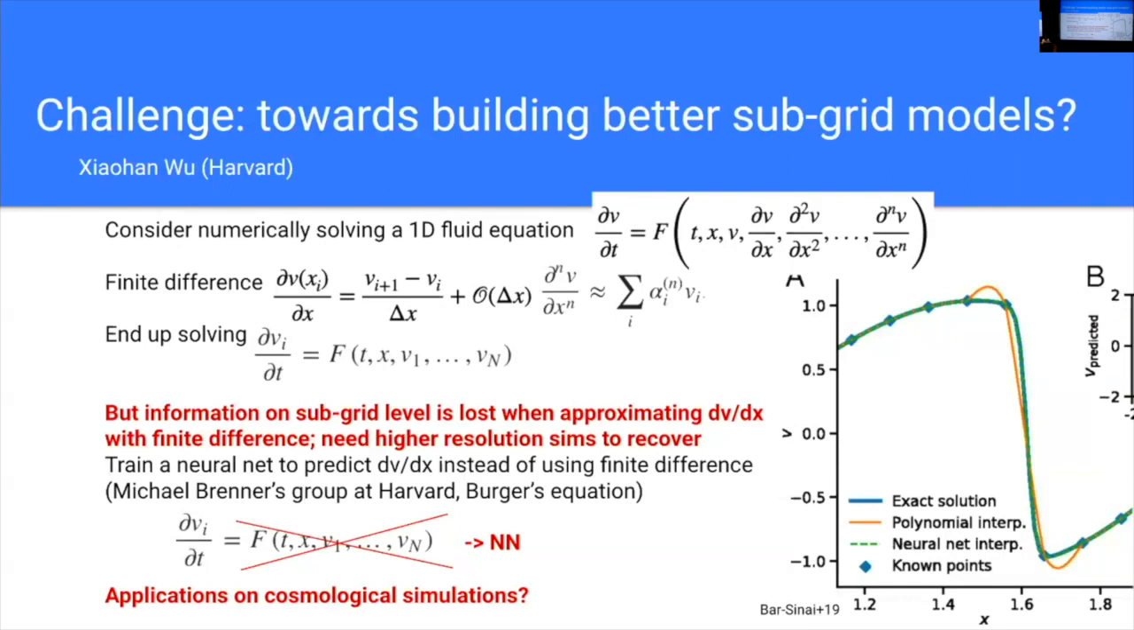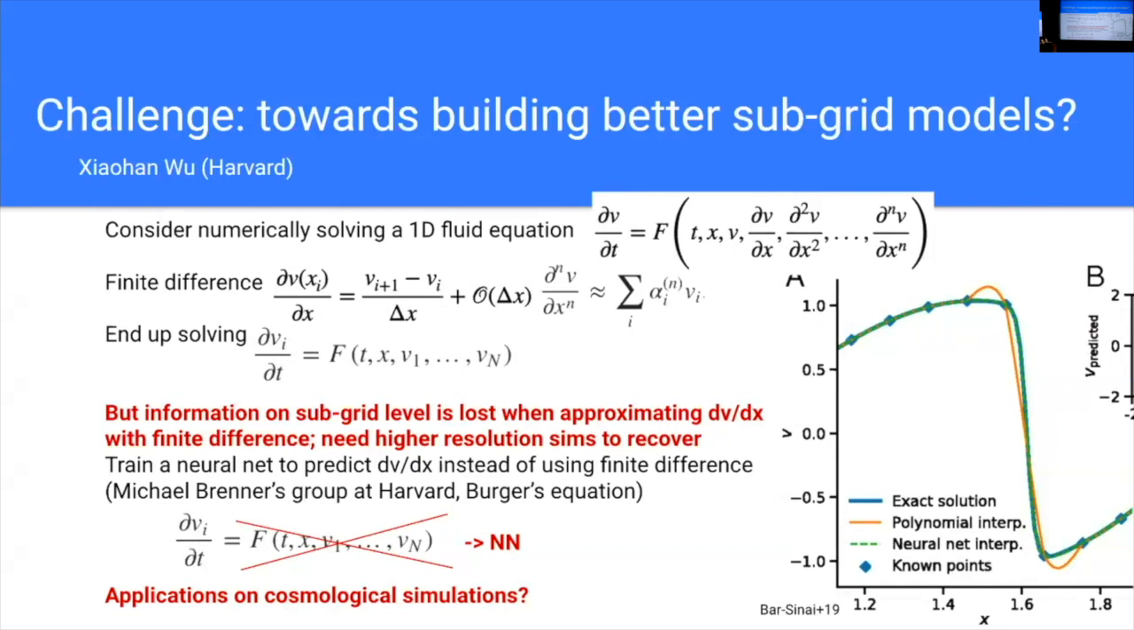So what Michael did with his students is that they trained a neural net by using simulations with various resolutions. So they go finer and finer in resolution, and they trained a neural net to substitute the right-hand side of the equation. So they're not just using the finite difference, but they're using predictions from the neural nets to tell them what's happening at the subgrid level.